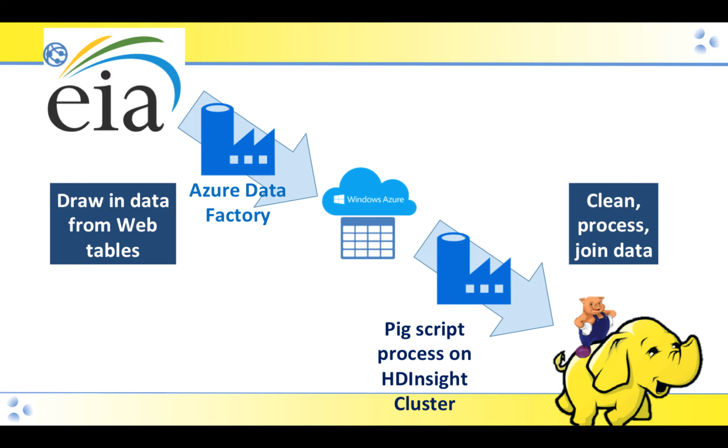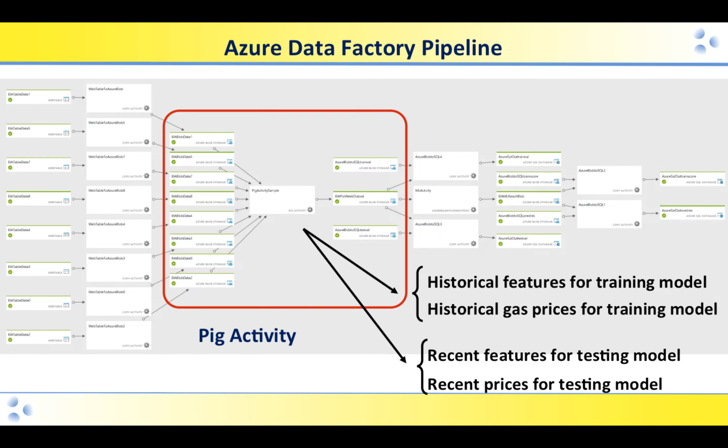From there, I have a pig script that's processed on an HD Insight cluster. The Data Factory spins up the cluster and then runs the script on the data, which allows me to clean, process, and join the data sets together so that I have them in the way in which I need them in order to do machine learning on them. That's an HD Insight cluster that spins up on demand each week when I run this process, which is set up to run automatically once a week. This is what that looks like.